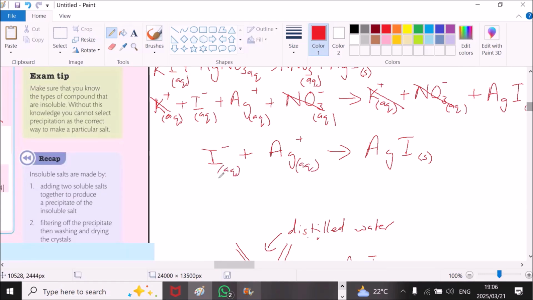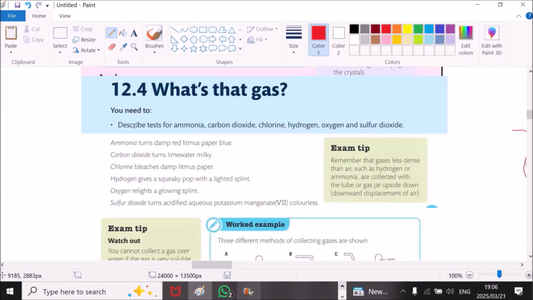So these are the ions that take part in the reaction. And this is the ionic equation. So now we go to test for ammonia, carbon dioxide, chlorine, hydrogen, oxygen, and sulfur dioxide. Ammonia turns damp litmus paper blue.